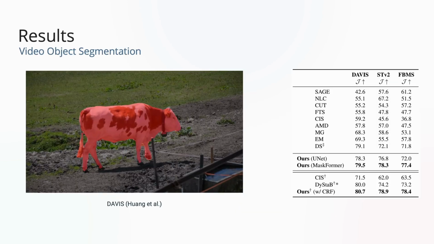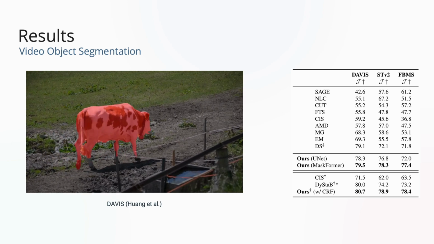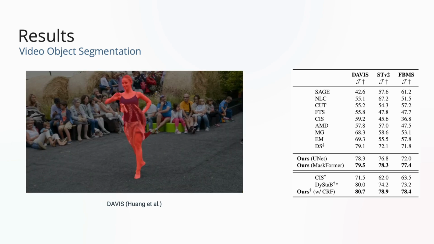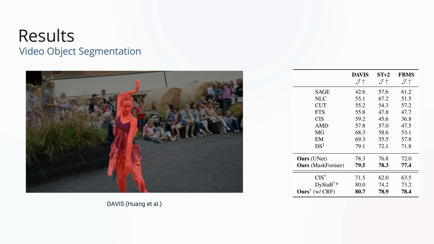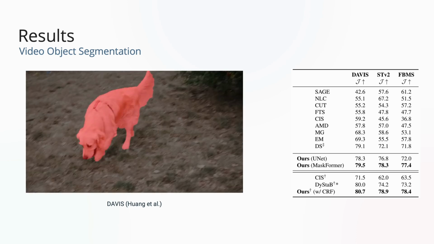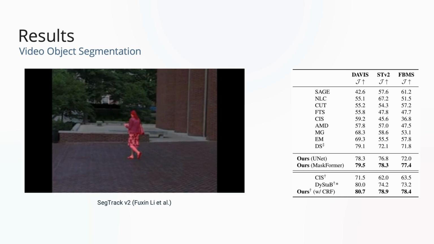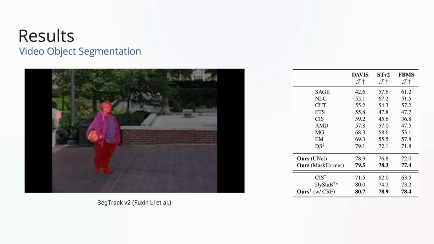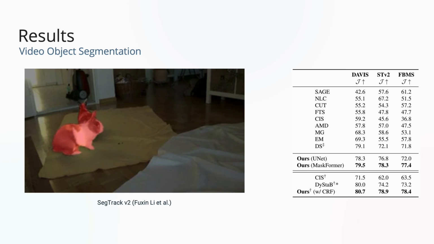Here we show some qualitative and quantitative results on multiple datasets. We perform comparably to the state-of-the-art methods in the unsupervised video object segmentation benchmarks. Our method works quite well for different categories of objects. Our model is also able to handle scenes where multiple objects are in the foreground.